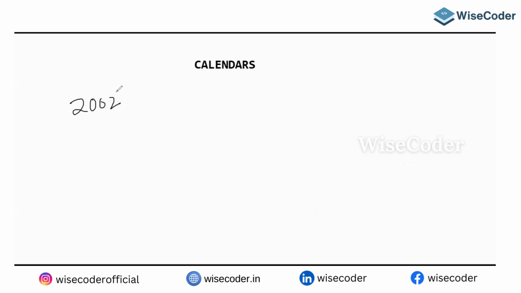Okay, 2002. Now look here. Is 2002 a leap year? No, so 1. Is 2003 a leap year? No, 1. Is 2004 a leap year? Yes, 2. Is 2005 a leap year? No, 1. Is 2006 a leap year? No, so 1. Look here, how much are you getting? 2, 3, 4, 5, 6.